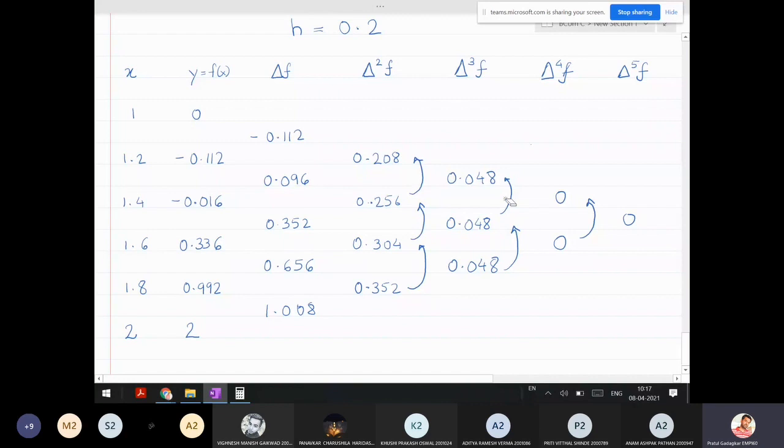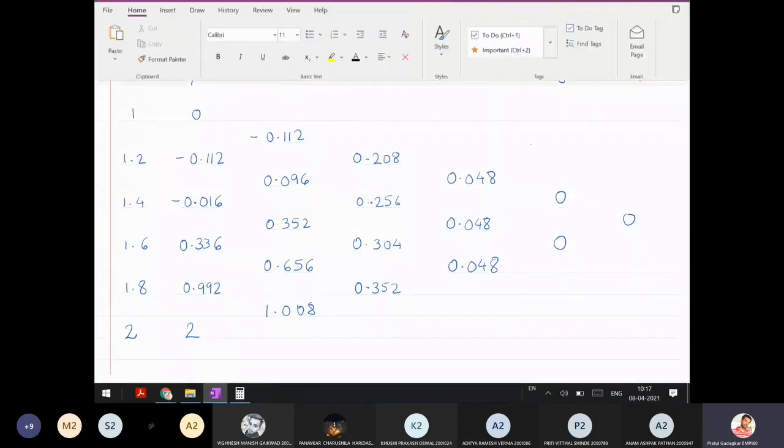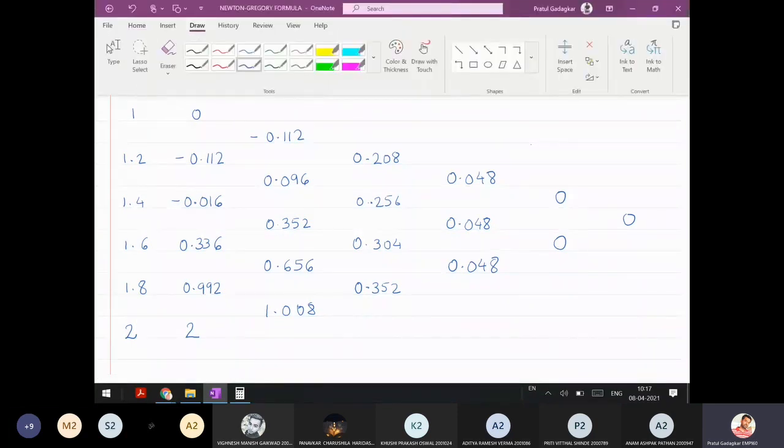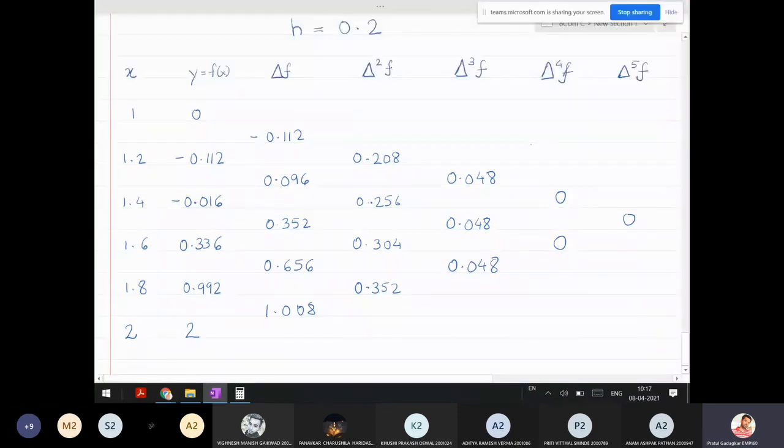Okay, so this table is now complete, right? And now we know that once this table is complete, what is important for us is this set of values. They are actually very important for us. So I'm just making them a red circle. So I really need these values.